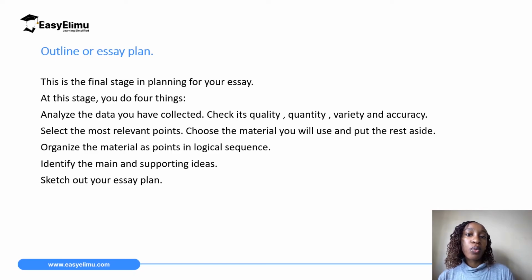So we are now in the final stage of planning for our essay. You have your topic and you know what it means. You have collected data and you're now at the outline or the plan. There are things that you need to do here. The first one is to analyze your data. Analyze the data you have collected. Check its quality, the quantity, the variety, the accuracy.